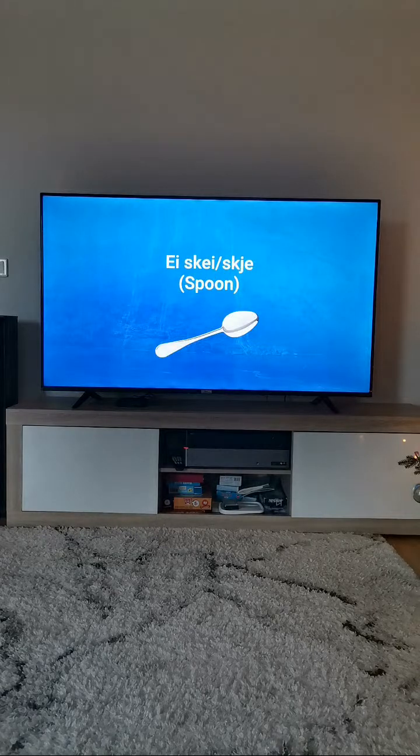Ei skje. The word spoon has two different variations, and that's skje and skje. Ofte, sjelden. Mange. Få. In addition to meaning few, få can also mean get.